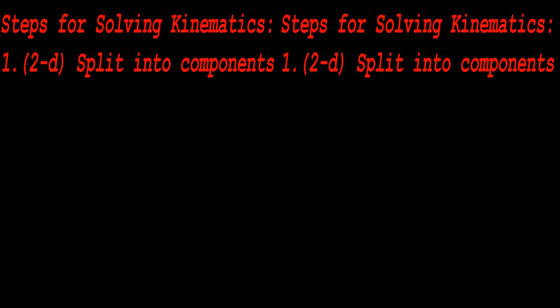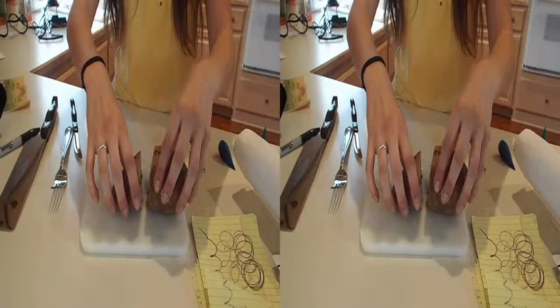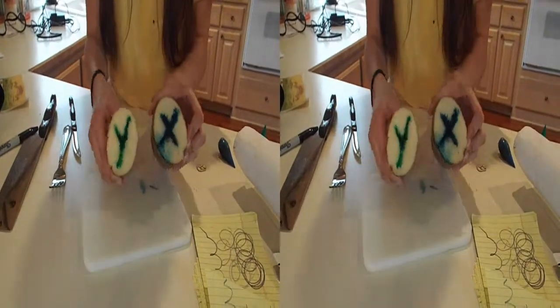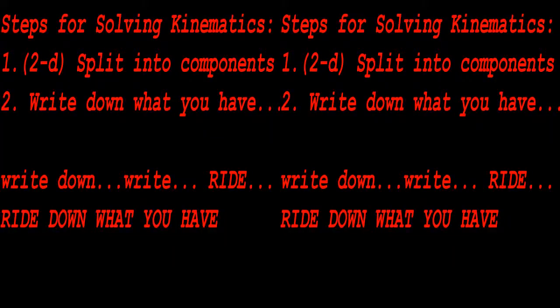Steps for solving kinematics. In a 2D kinematic, the first step is to split it into components, the X and Y components. Step 2: write down what you have.